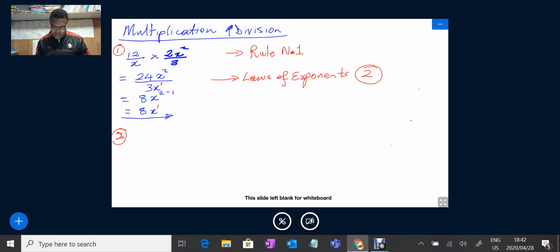My pen is writing better now. Okay. We have the second example, which is 3 over 4x multiplied by 2x over 10 divided by 3x over 2.